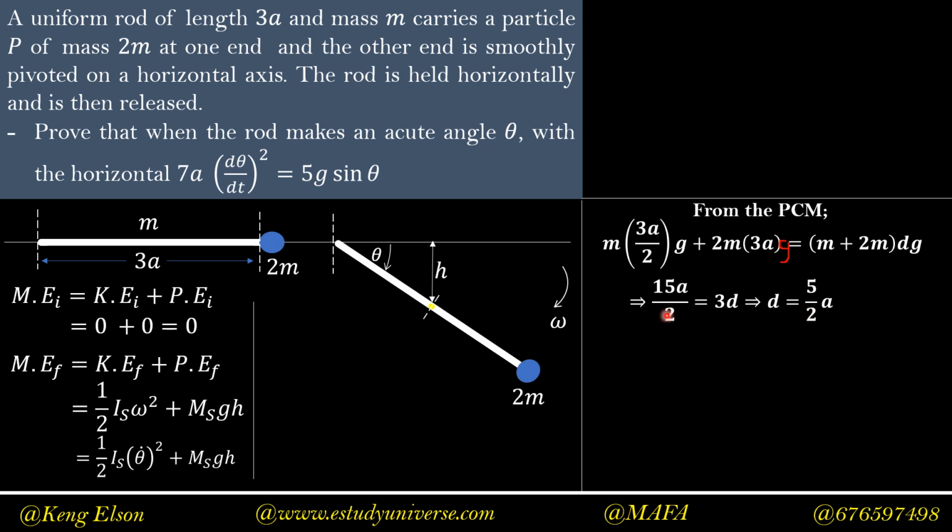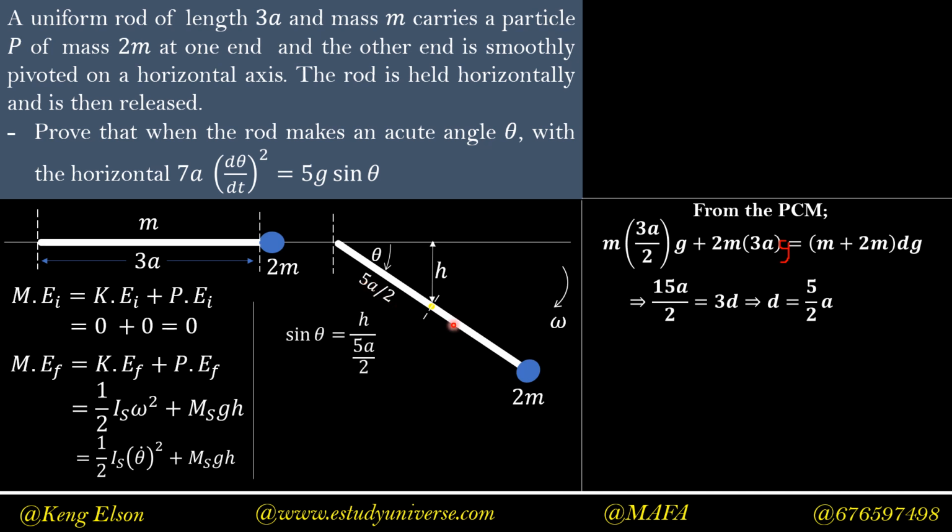So this d here is basically the distance from the center of mass of the system from the other end of the rod, because they said the rod was smoothly pivoted on the horizontal axis. All right, so that is a pivot. That's what we are talking about. All right, so that distance here, the distance from where the rod was pivoted to the center of mass of the system, is 5a divided by 2.